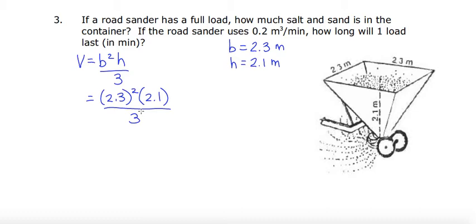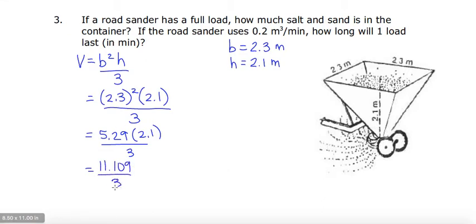So I'm going to follow order of operations. So 2.3 squared first, that gives us 5.29 times 2.1 divided by 3. Now you can do this in one step. So 5.29 times 2.1, that gives us 11.109 divided by 3.